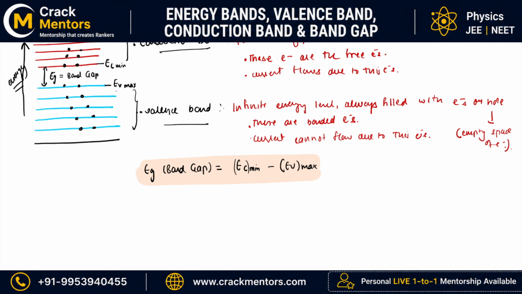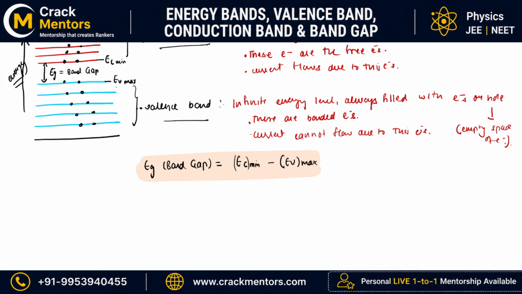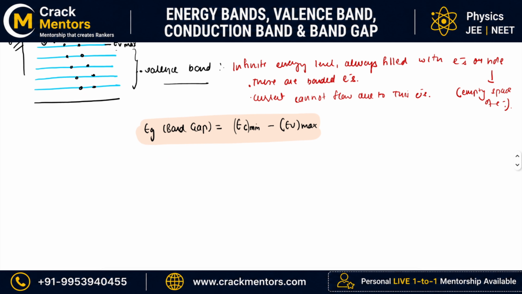Let me repeat it again. Conduction band are infinite energy levels which may or may not be filled with electrons. If electrons are present there, they will be free electrons, capable of flowing current. But the valence band are infinite energy levels which are always filled with electrons, and if electrons are not there, holes will be present. Therefore the electrons are bonded here, and due to the bonded state they do not carry current at all. I hope this is clear.